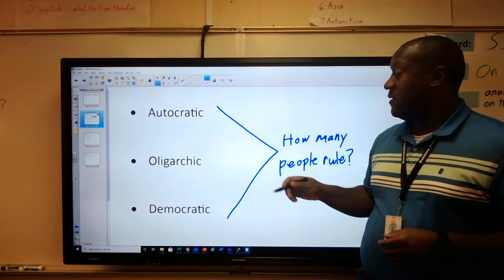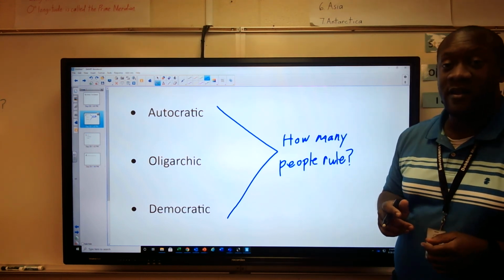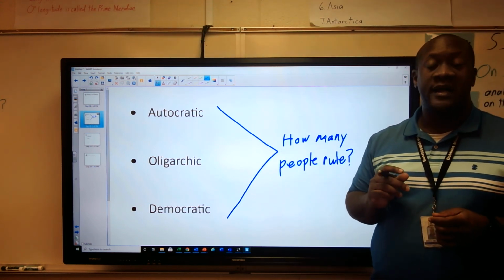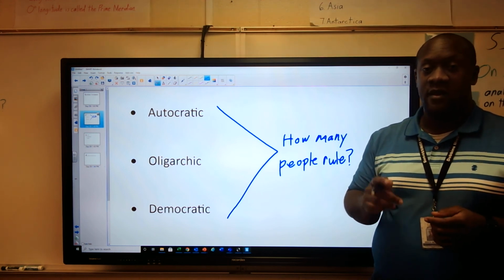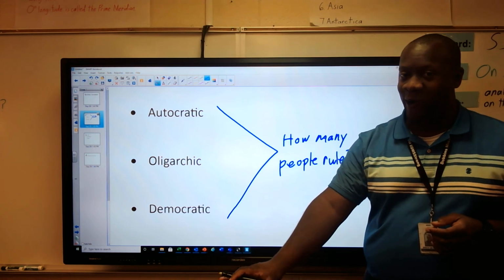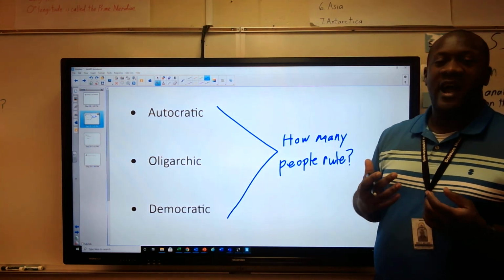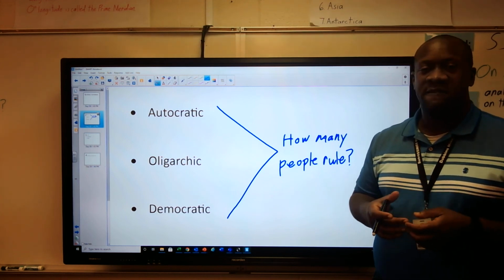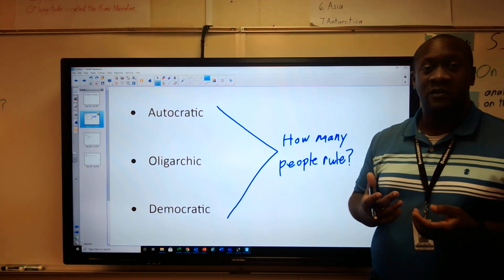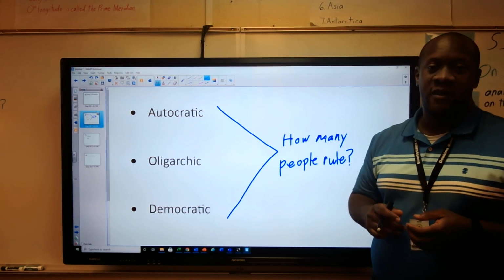Oligarchic. All right? Oligarchic is a term that most students your age have not heard. Oligarchic means ruled by a small group of people. Now, keep that in mind. When I say small group of people, I don't mean a group of people who are really small. I mean ruled by a small group. So let's say the entire country is ruled by 5, 10, 15 people. That's a small group. So oligarchic, ruled by a small group.